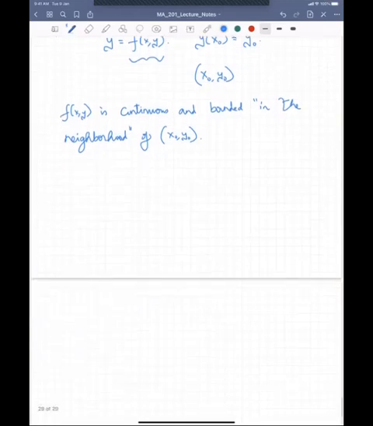So what is the neighborhood? Let me define this a little more carefully. The way you define this is you look at the point x0, y0 in the xy plane. So let me draw the xy plane.